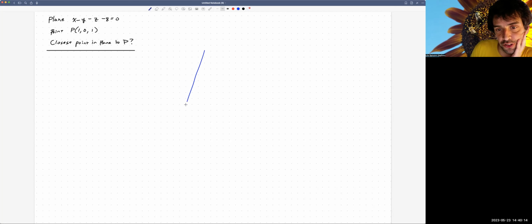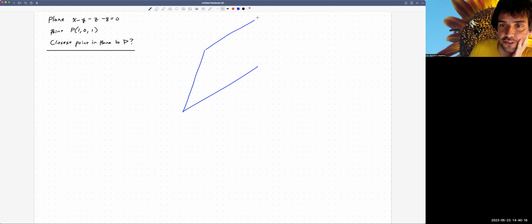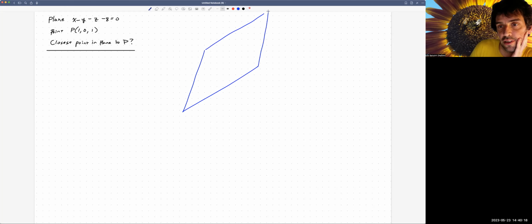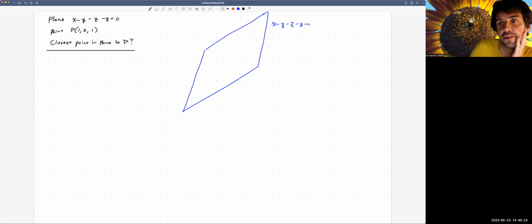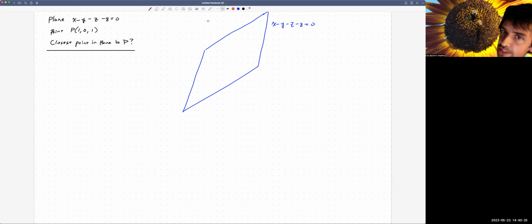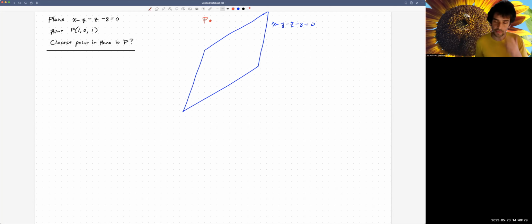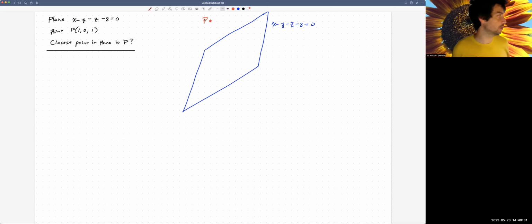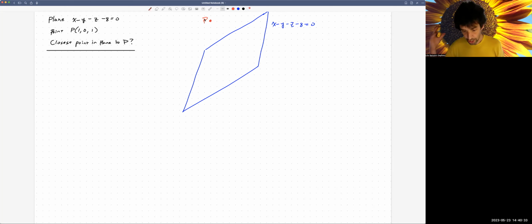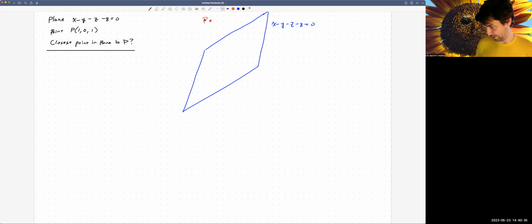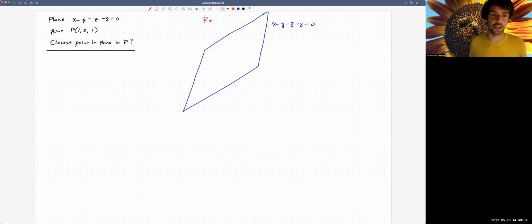So just a quick sketch. Here's my plane, just some arbitrary plane, x minus y minus z minus 8 is equal to 0. And there's a point off of the plane. I've named my point P. And I want to know the closest point in the plane to this, right? So how do we decide closeness, or what's the closest one?